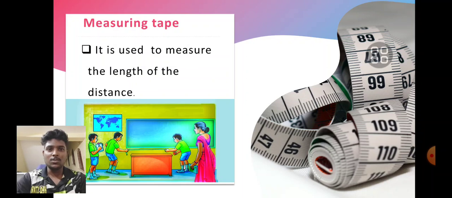First of all, we all have used a measuring tape for measuring the length of a table or a chair or a board or something we want to measure in our home or schools. I am giving a simple statement for measuring tape and its uses: a measuring tape is used to measure the length of the distance.